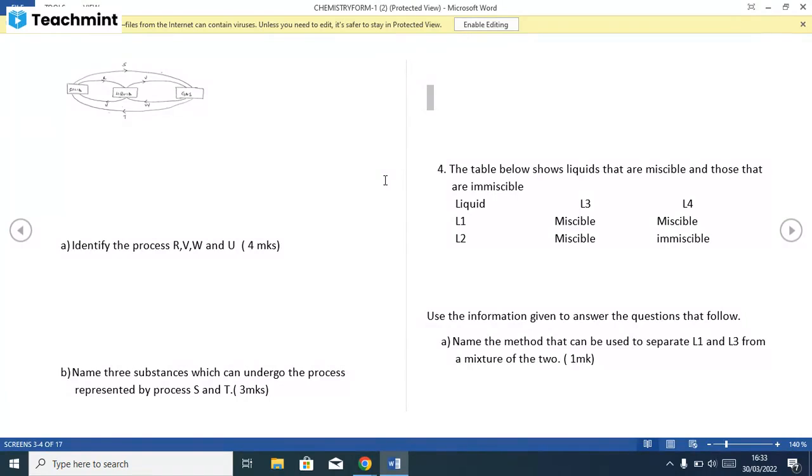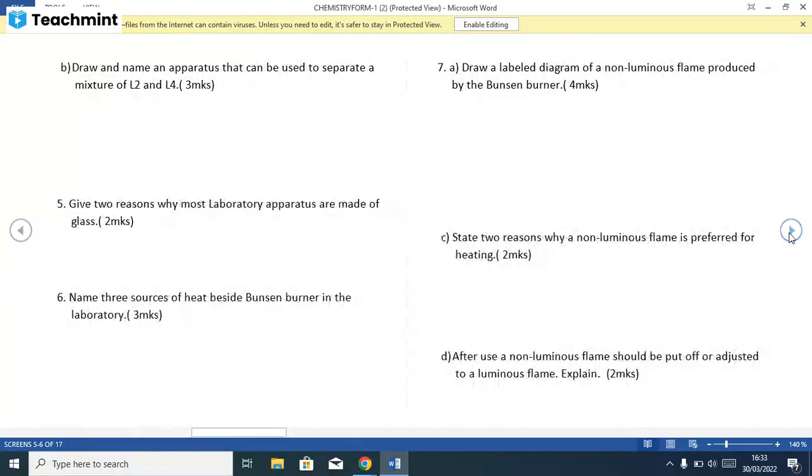Fractional distillation, because the two are miscible. Fractional distillation. They need only one method. Correct. Next.